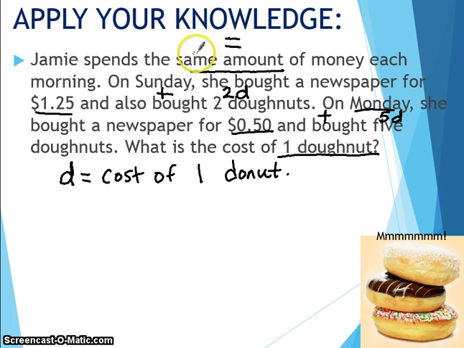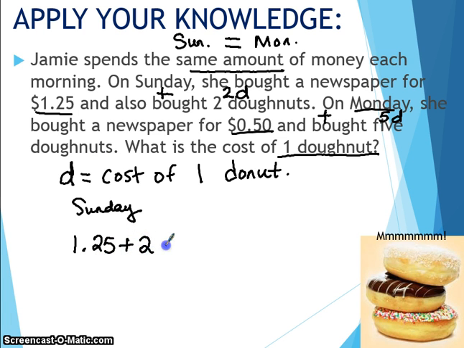Now, I know from this first sentence that she spends the same amount of money every day. So I know that Sunday is equal to Monday. In other words, the amount of money she spends on Sunday is the same as the amount of money she spent on Monday. Well, we can write an expression for each of those days. So for Sunday, she bought a newspaper for $1.25, so I'm writing 1.25, and also, which means to add 2 donuts. So I'm going to put 2 times D, which is the cost of 1 donut.